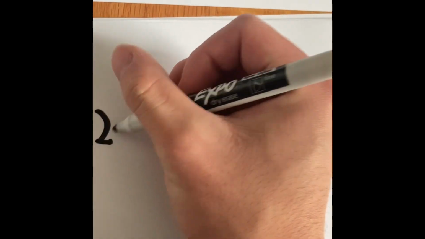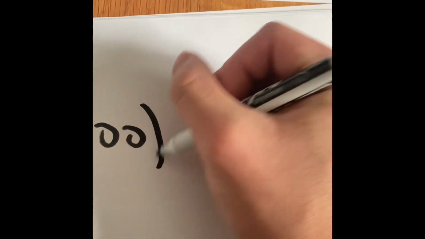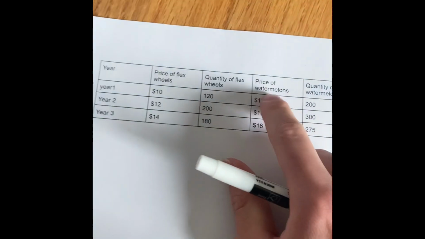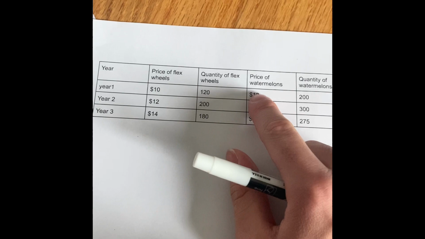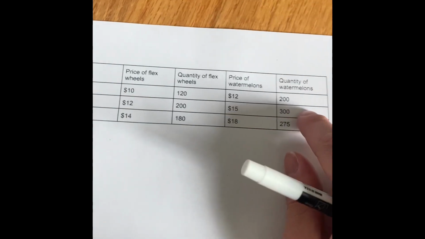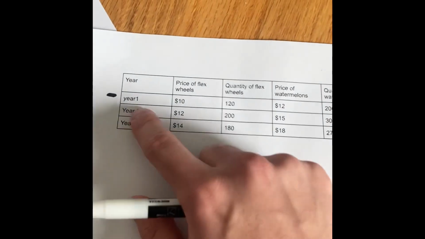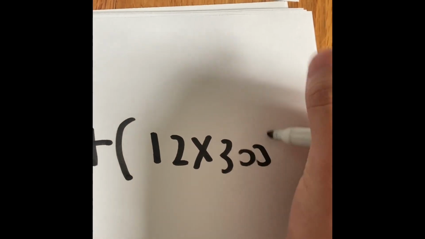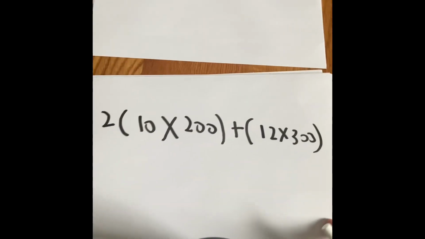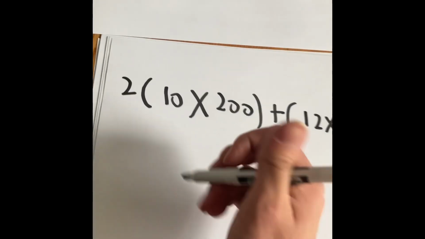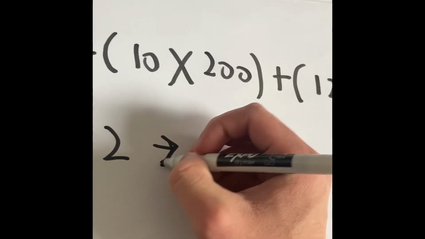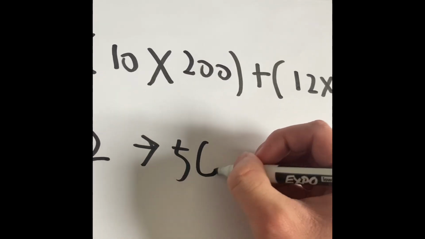So times 200. Then we have to do plus parentheses 12, because that's the base year price of watermelons, times 300, because that's the quantity of watermelons in year number 2. So we are going to do 12 times 300. And when we do the calculations and the order of operations, we are going to get an answer of 5,600.